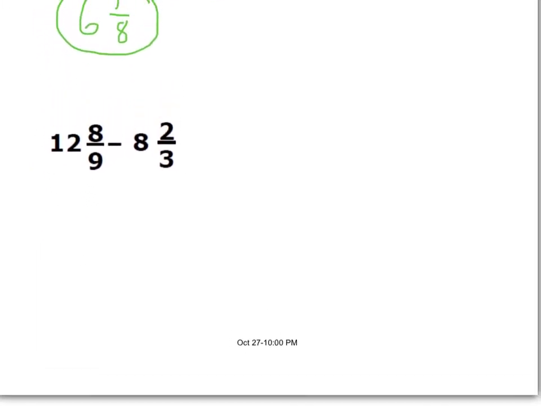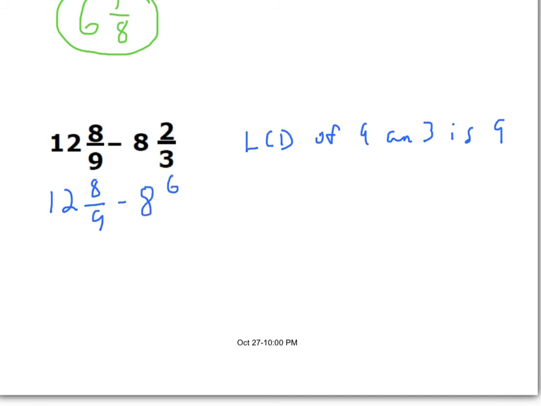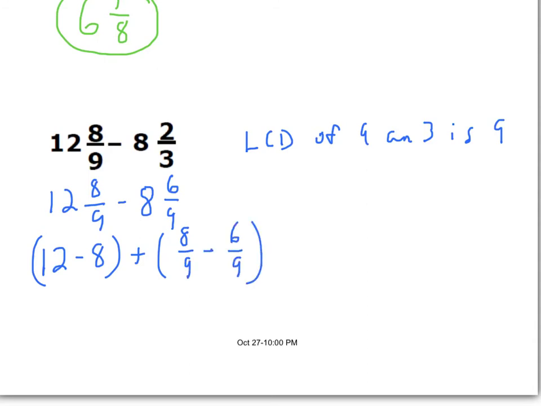Now this next one, once again, I have mixed numbers where I don't have common denominators for the fraction parts. So if we think about this, our LCD of 9 and 3 is 9. So I'm going to change the 8 and 2 thirds, I've got to multiply by 3 over 3, so that's going to be 6 ninths. I'm going to subtract the whole number parts and add to that the subtraction of the fraction parts. And I'll get 4 and 2 ninths.